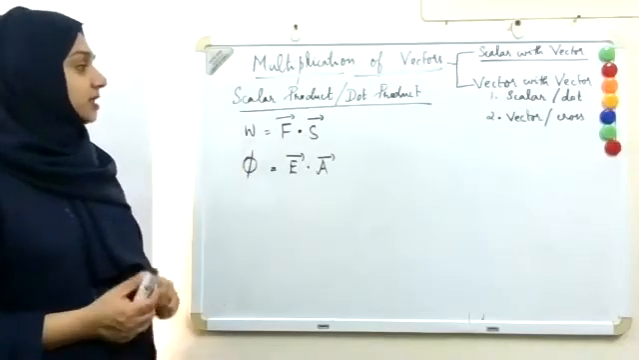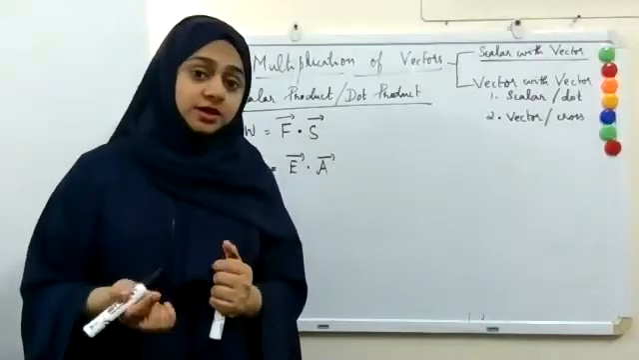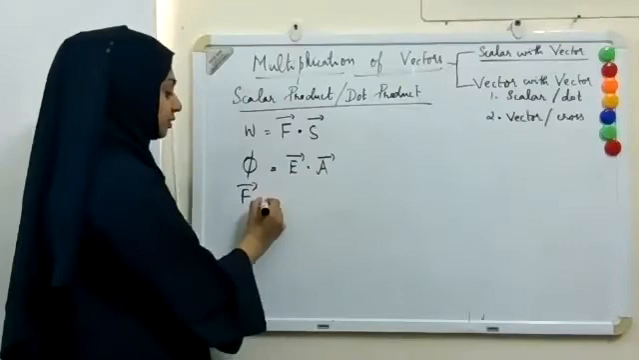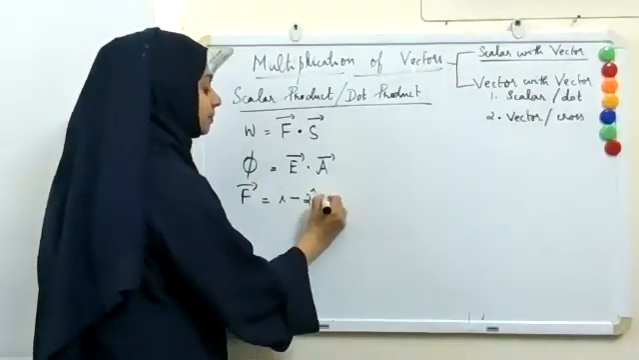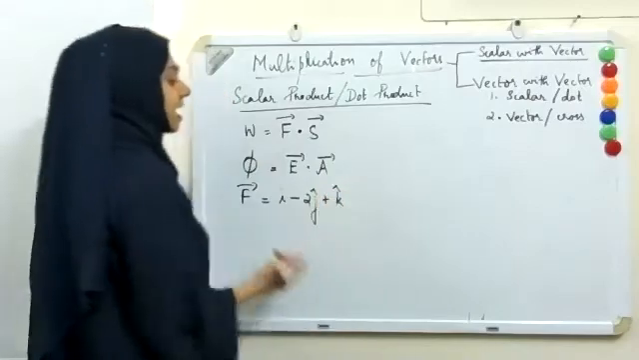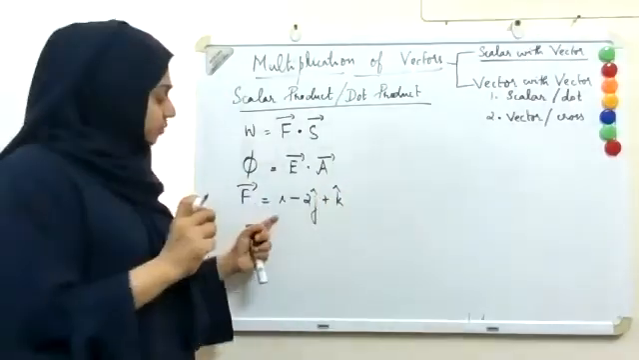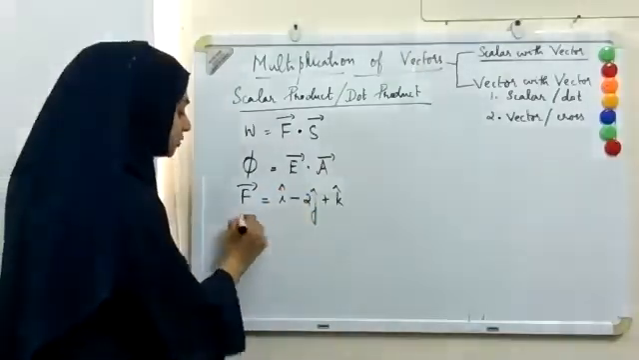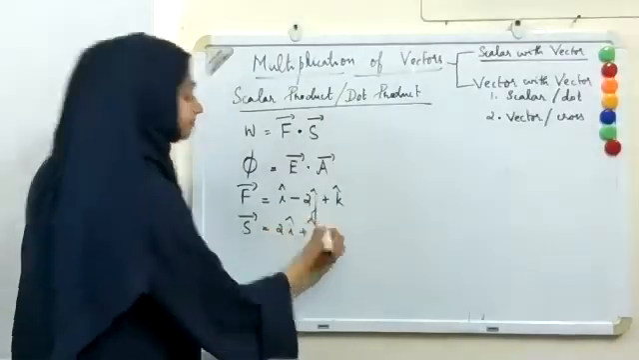Now let us take an example. Find out the work done if a force F equal to I minus 2J plus K acts on a particle which gets displaced by 2I plus J.